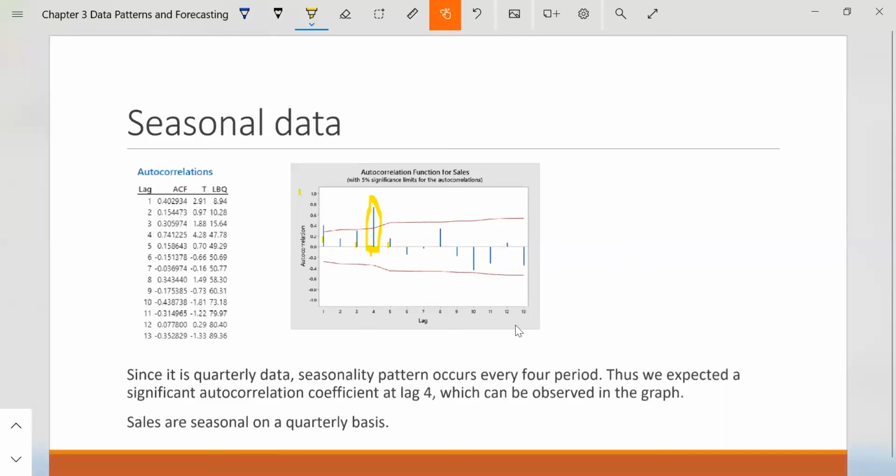So again, the feature we're going to look for to identify seasonality in the autocorrelation graph is that at the seasonal lag, which is 4 in our example because of quarterly data, we would observe significant autocorrelation. Also, this autocorrelation is greater than the autocorrelation in the previous lag and also in the next lag. Then we can tell there is seasonality. All right.